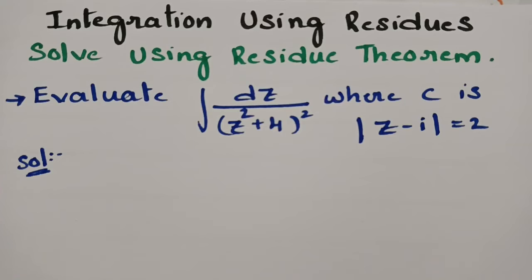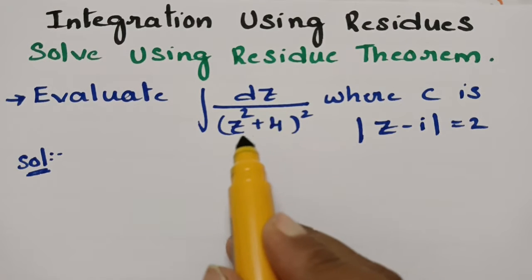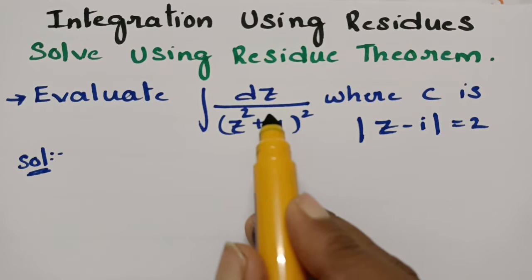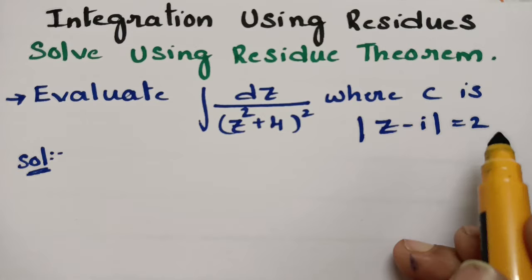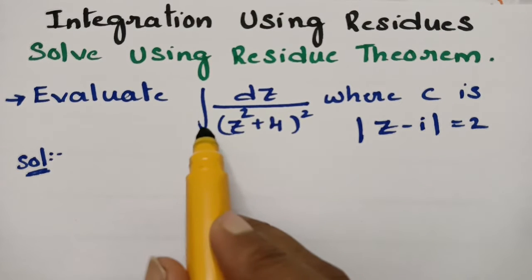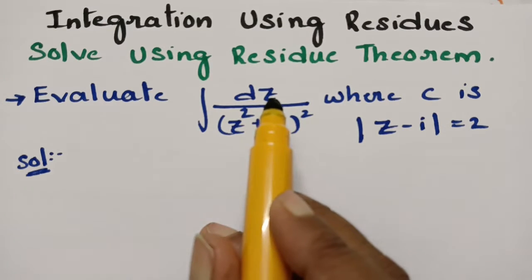This video is on integration using residues. In today's video, we are going to solve the problem using the residue theorem. First of all, we have to evaluate the integral of 1 by (z square plus 4) whole square dz, where C is |z minus i| equal to 2. So clearly, this is the integral of f(z) dz.